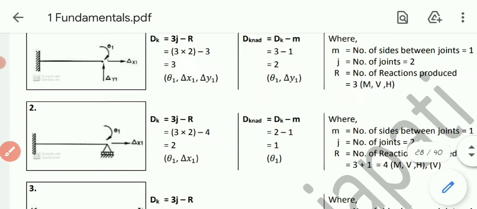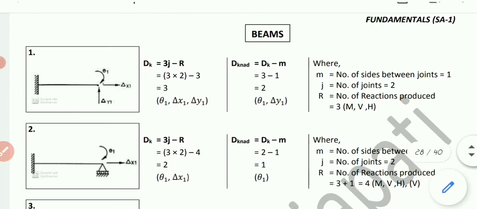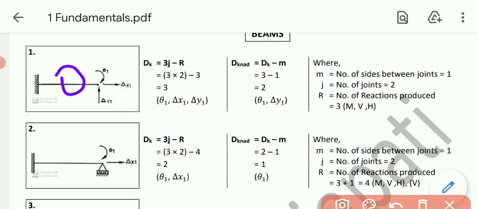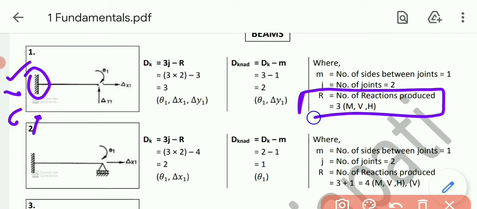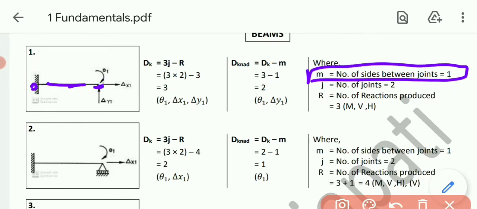Let me just zoom in first of all. Now this one is example number 1. A cantilever beam is there. As it is a fixed support, ultimately the reactions will be vertical, horizontal and moment. So the value of capital R is 3. Now J, joints: number of joints 1 and 2, so the number of joints equals 2. And finally M, the number of members between the joints, that is obviously 1. So we got all the unknowns.